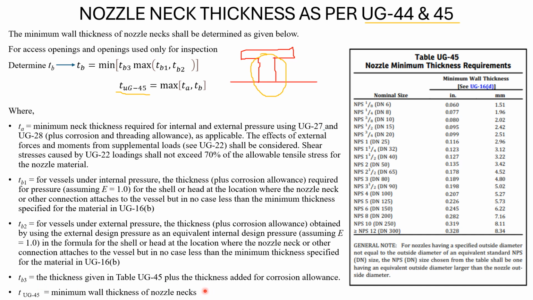And tb3 is the thickness from the table UG-45. For example, if your nozzle is 1 inch, your nozzle thickness must not be less than 2.96 mm. For a one inch nozzle size, in inches it is 0.116 inch thickness, and in mm it is 2.96 mm.